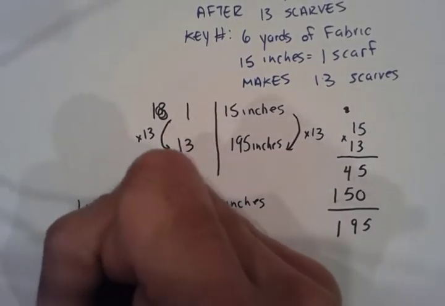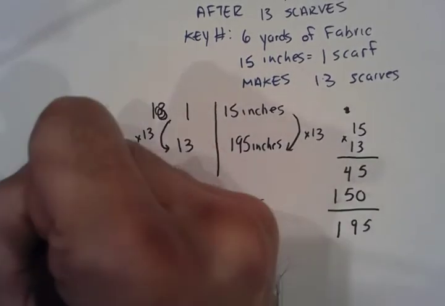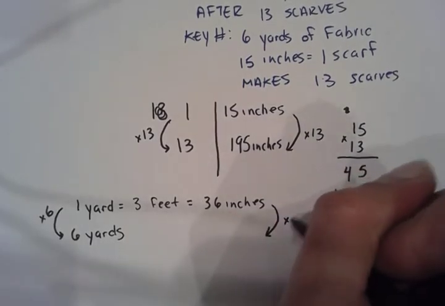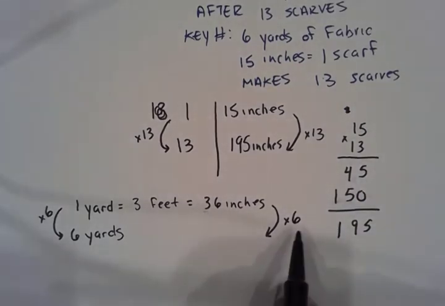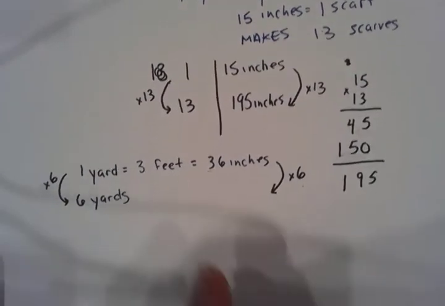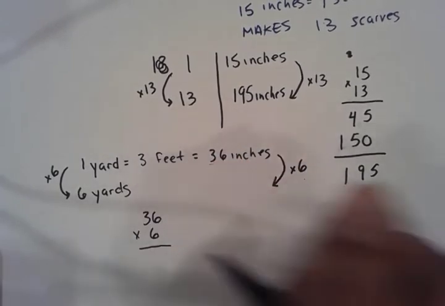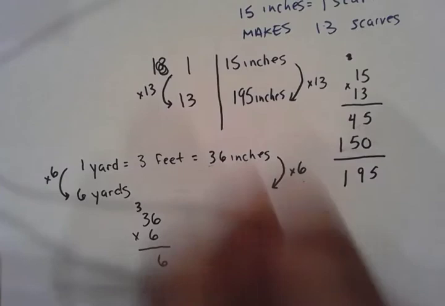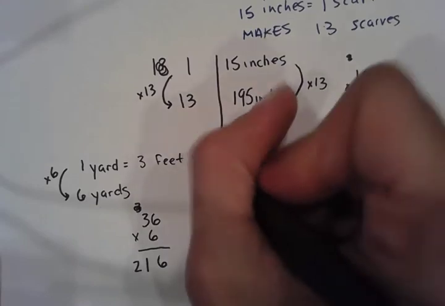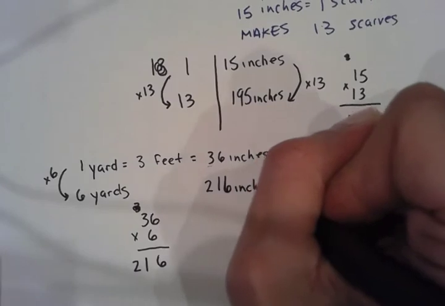So if we have 6 yards, I know 1 times 6 is going to get me to 6, and what you do to one side, you do to the other. So now we must do 36 times 6 to determine how many inches 6 yards equal. So let's create our standard algorithm. 36 times 6. 6 times 6 is 36, write 6. 6 times 3 is 18 plus 3, 21. So 6 yards is equivalent to 216 inches.